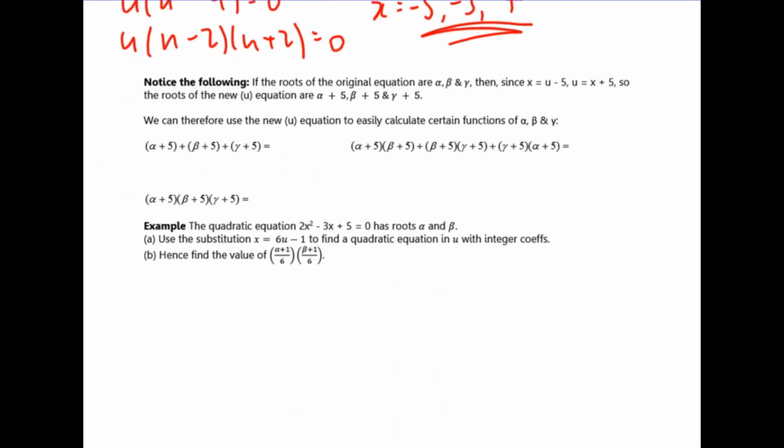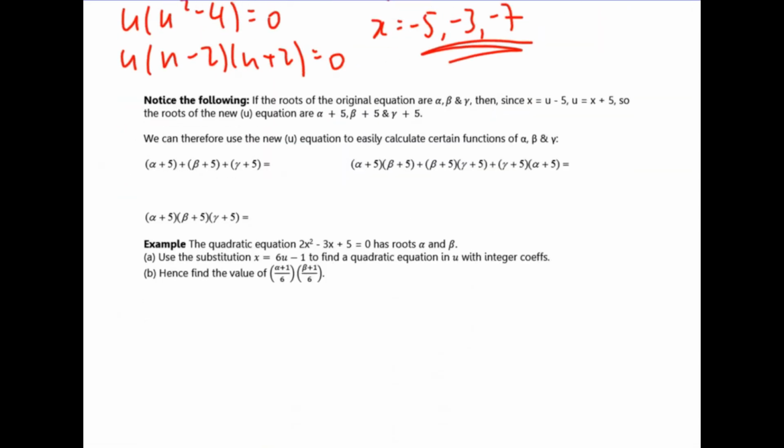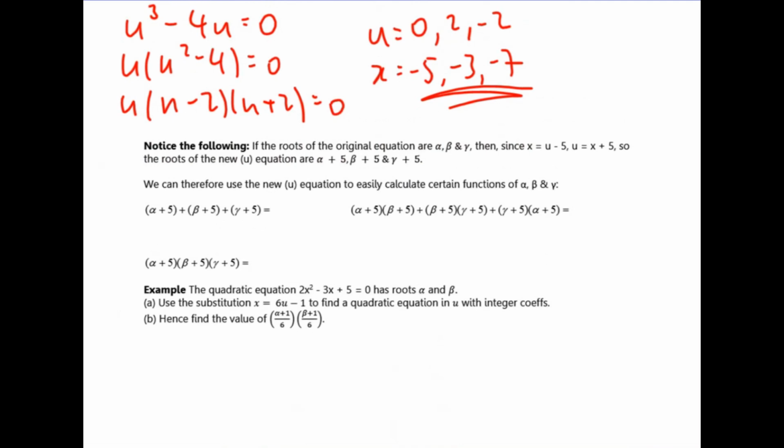Now, what this is also useful for is finding results related to the roots. So these three things here, alpha plus 5, beta plus 5, gamma plus 5, what you could do is expand them all out and simplify and use the result from the original equation. Or you could notice that these are the roots of the new equation. If the substitution is x equals u minus 5, then you replace x with alpha or beta or gamma, you get u equals alpha plus 5 or beta plus 5 or gamma plus 5. So these are all the roots of the new equation.